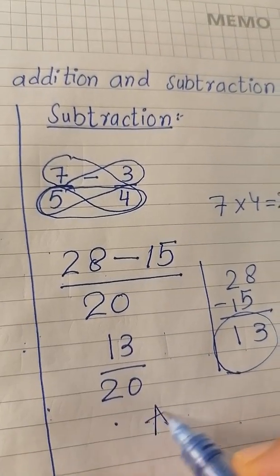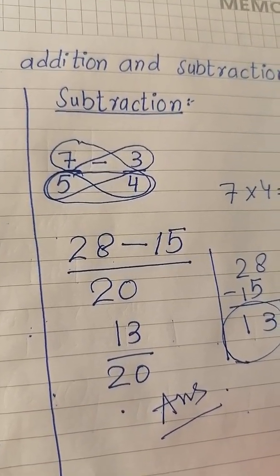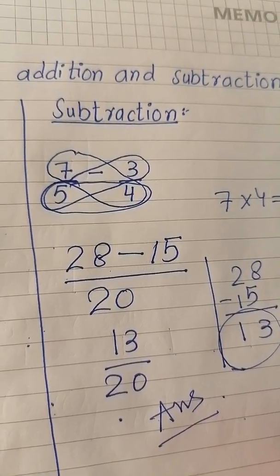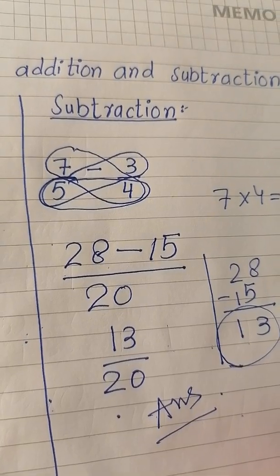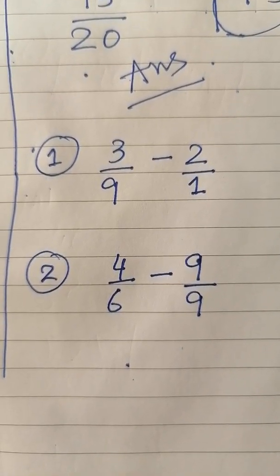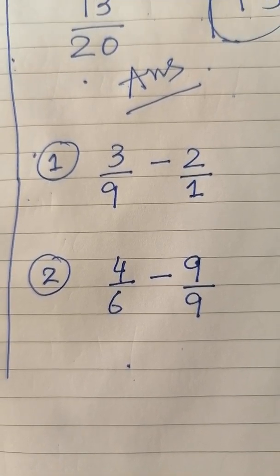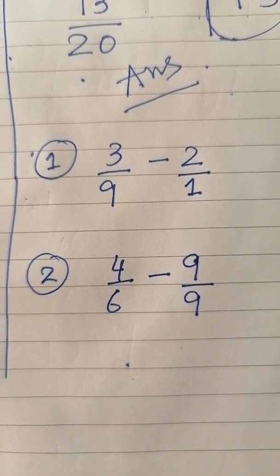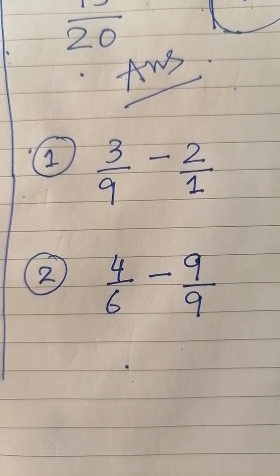This is our answer. So you learned how to add or subtract with the help of the butterfly method. Now I will give you two questions for subtraction. When you do it, send it back to me. The two questions are 3 divided by 9 minus 2 divided by 1, and the second one 4 divided by 6 minus 9 divided by 9. Solve these two questions with the help of the butterfly method of subtraction and send it back to me.